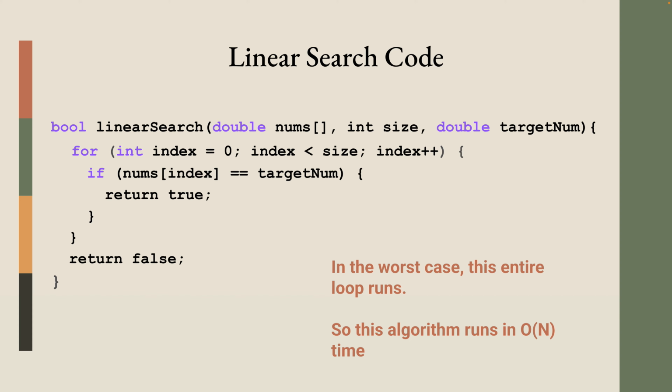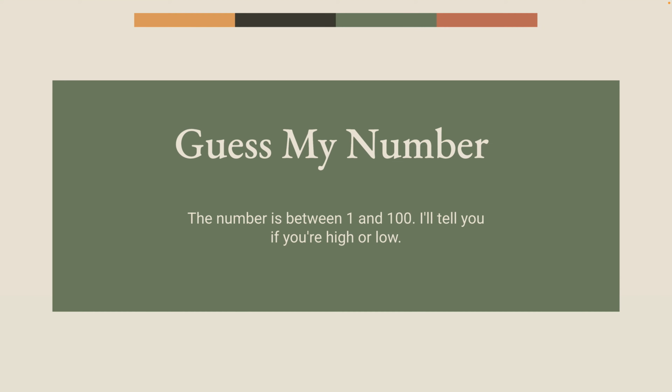Okay, so this algorithm to find a number runs in O of n time. Now we're going to see if we can do it better, if we can come up with an algorithm that actually runs faster than O of n time. So in the worst case, we don't have to check every element. Let's say I have a number between 1 and 100. Let me think of a number. Okay, I got my number. And I'm going to tell you if your guess is high or low. So can someone take the first guess at what my number is?